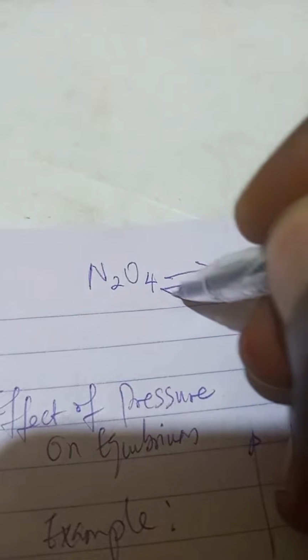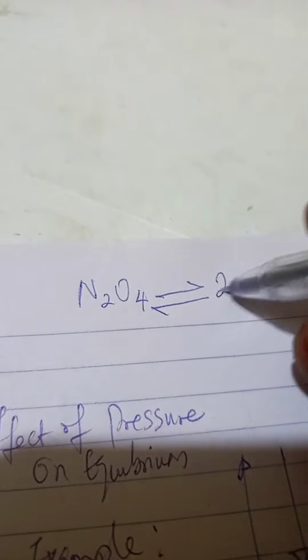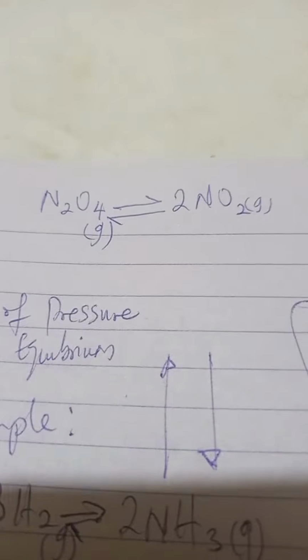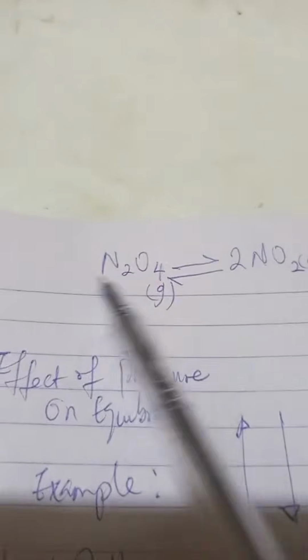Look at this one. You have N2O4 2NO2 gas. Before we start, let me ask a question. What's the number of moles here? Tell me the answer of only that one. How many moles are there on this left hand side?